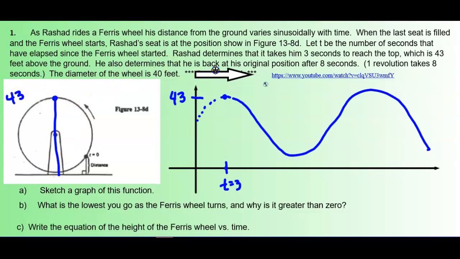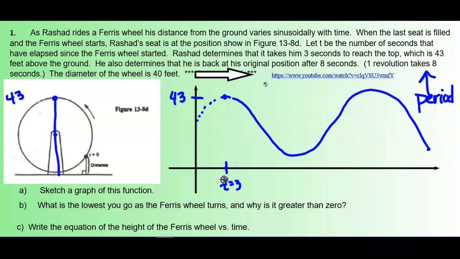He also determines that he's back at his original position after 8 seconds. Now, I don't even know where it was that he started, but if it took him once around to get there in 8 seconds, it's going to take him once around starting here to do 8 seconds as well. So this makes it say 1 revolution takes 8 seconds. That is the period.